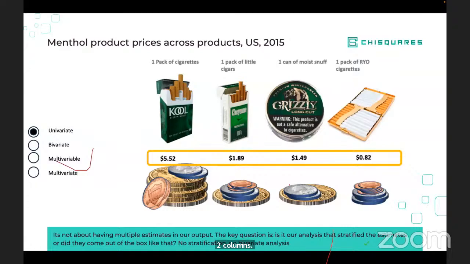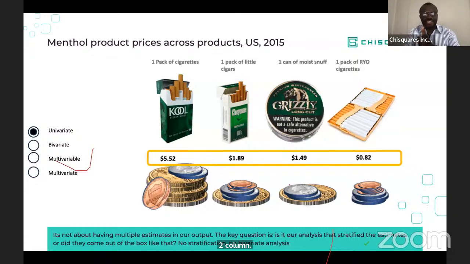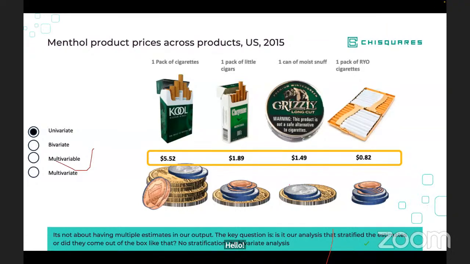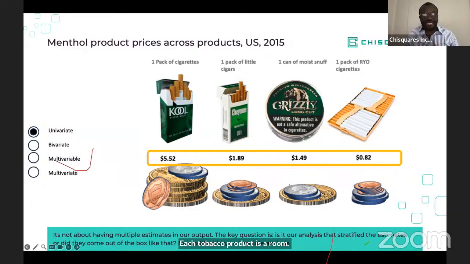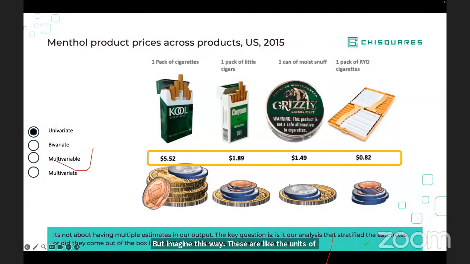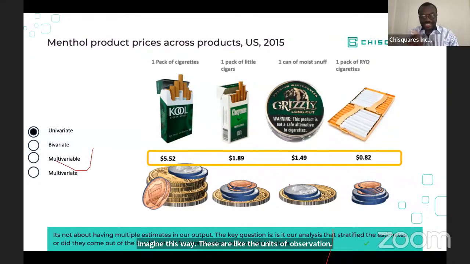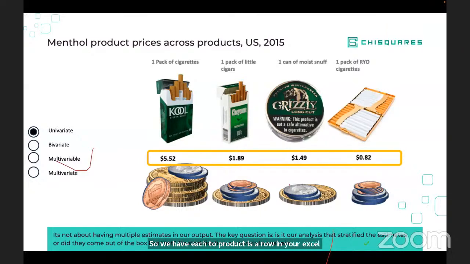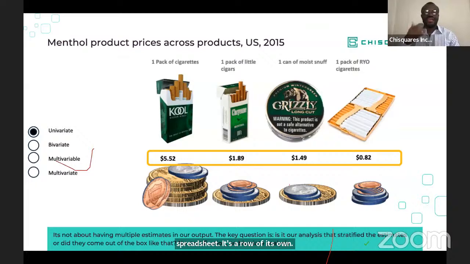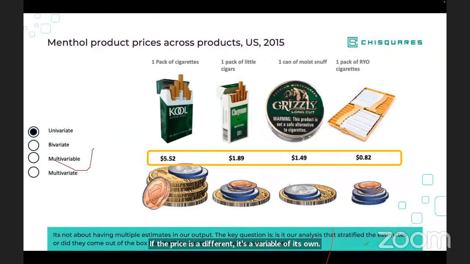No, you're not hearing me. Let me explain myself again. Each tobacco product is a row. I think what is confusing you here is that we're looking at tobacco products. But imagine this way, these are like the units of observation. So each tobacco product is a row in your Excel spreadsheet. It's a row of its own. And then the price is a variable of its own. How many variables do you have in that data set? 1 variable. You have only 1 variable.